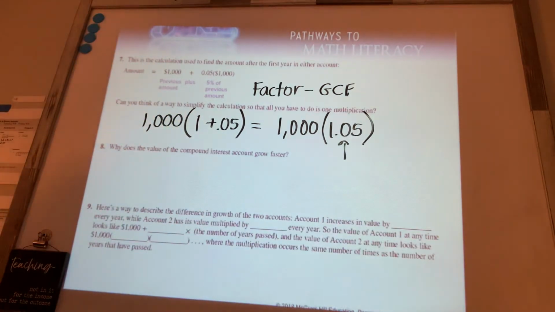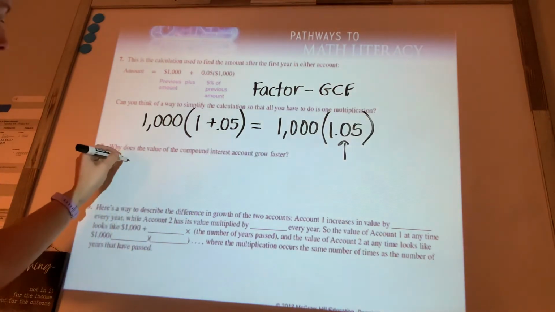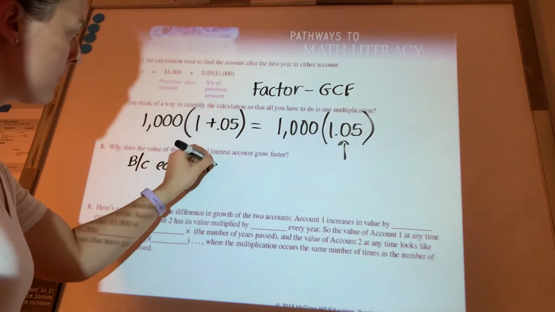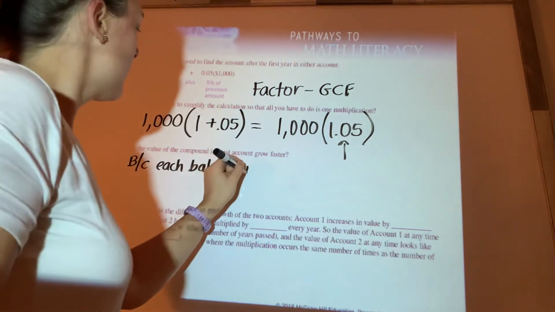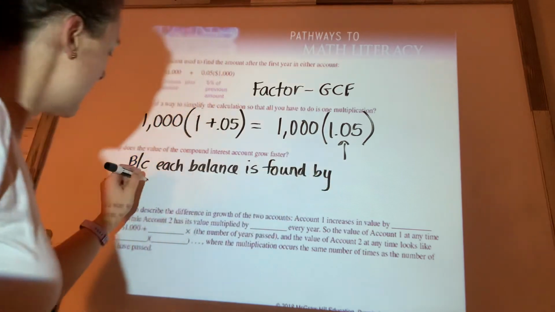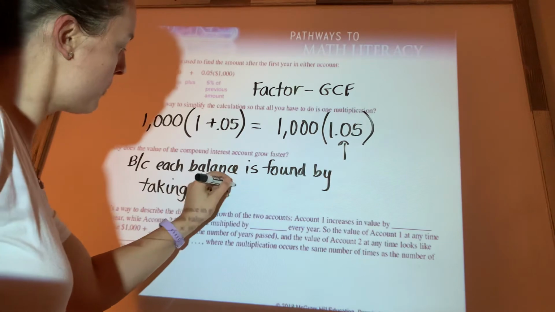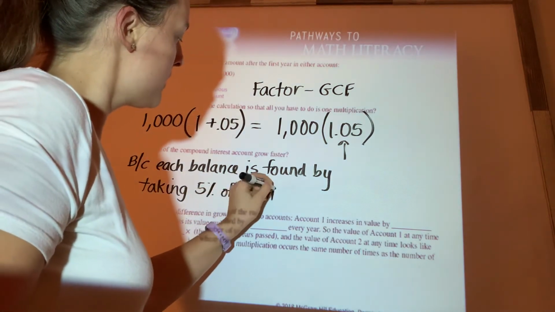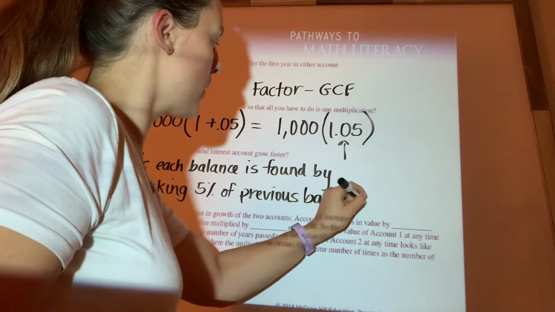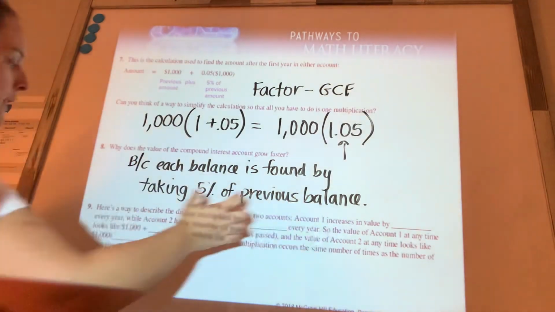All right, I feel like number 8 we've already talked about. Why does the value of the compound interest account grow faster? Because each balance is found by taking 5% of the previous balance, as opposed to the original amount. The simple interest just always uses the original amount, but compound interest is always off of the previous balance.